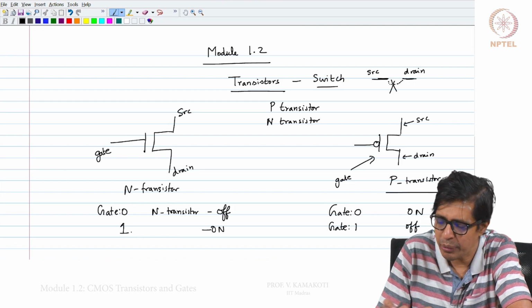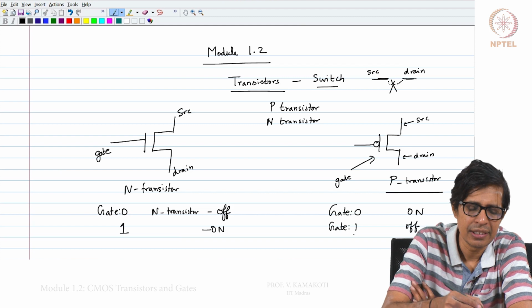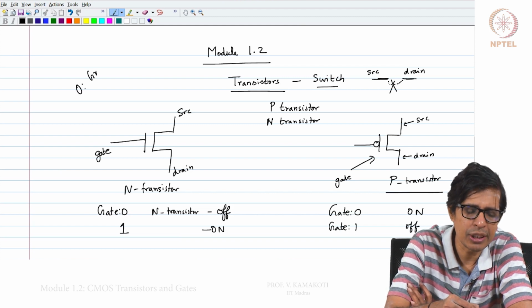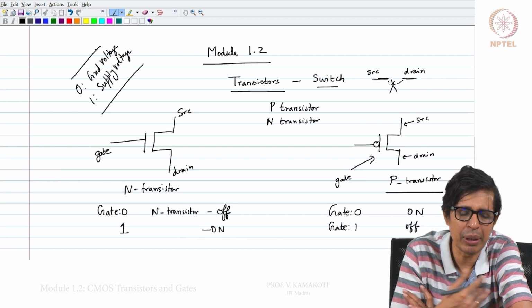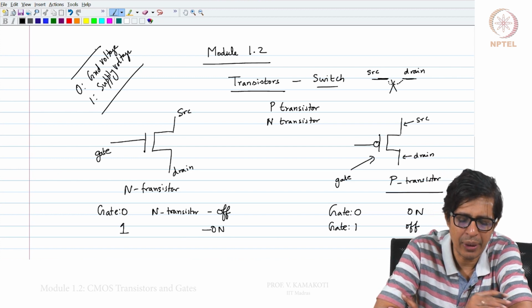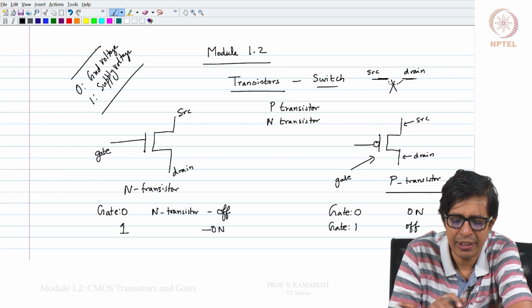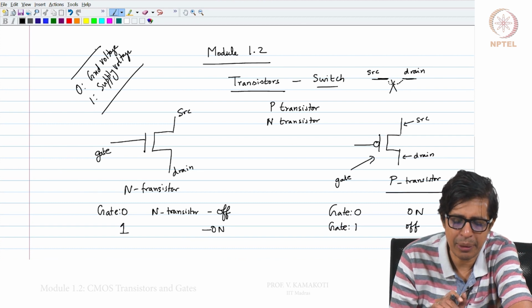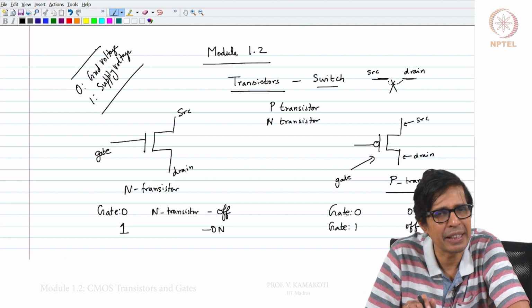What do you mean by 0 and 1? 0 and 1 are basically voltages. The 0 corresponds to what we call the ground voltage, the 1 corresponds to what we call the supply voltage. So, the transistor has a supply voltage and there is a ground voltage. For our understanding, if I apply the ground voltage to the N transistor, it gets off. If I apply the supply voltage, then it gets on. The exact opposite happens in the case of the P transistor.